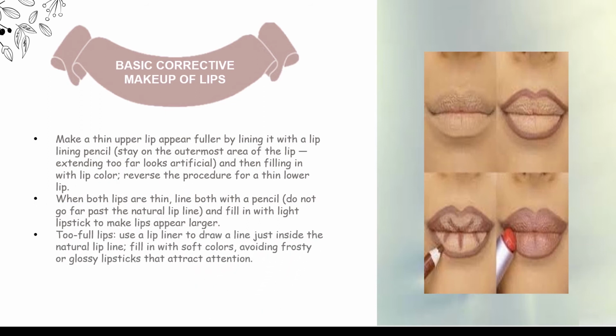For full lips, use a lip liner to draw a line just inside the natural lip line. Fill in with soft colors, avoiding frosty or glossy lipsticks that attract attention. Drooping corner: line the lips, focusing on building up the corner. Fill in with a soft color.